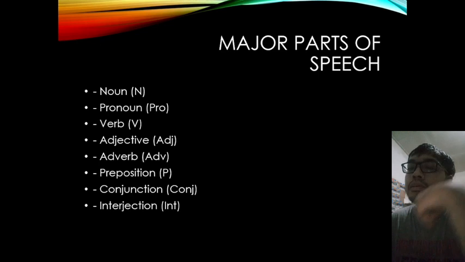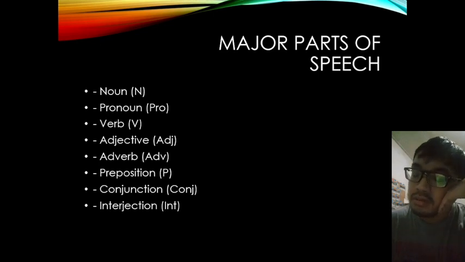A major part of speech is the noun, labeled with n, pronoun labeled with pro, verb as v, adjective as adj, adverb as adv, preposition as p, conjunction as conj, and interjection as int. Those are the major parts.